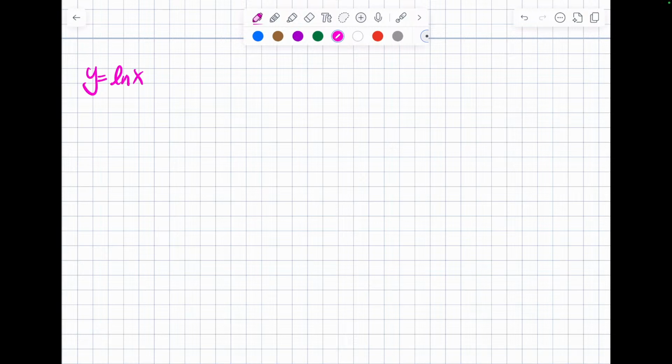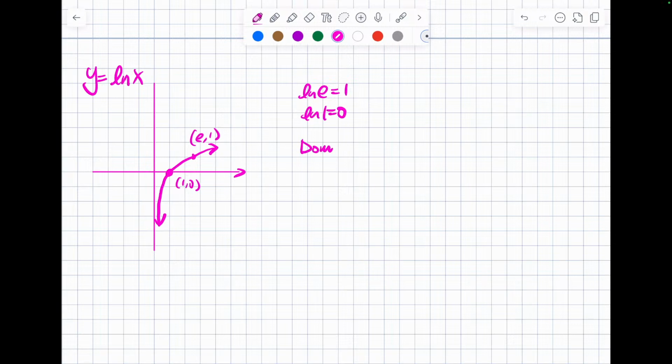Why go to natural log of x? First of all, understand the natural log of x graph. Very importantly, you have to understand this one because it has happened a lot on BC Calc. It intersects at (1, 0), and this is (e, 1). It has to go through those points because natural log of e is equal to 1 and natural log of 1 is equal to 0. Now the domain of this function, you have to understand domain, because the input cannot equal zero.